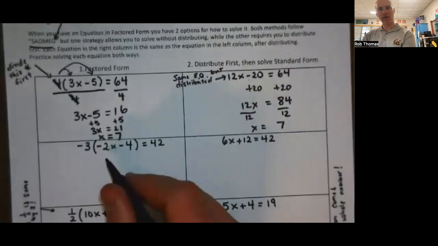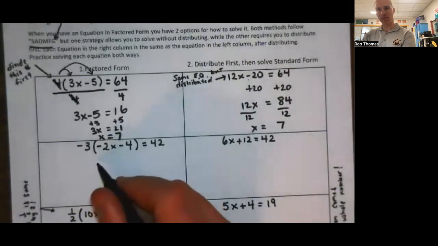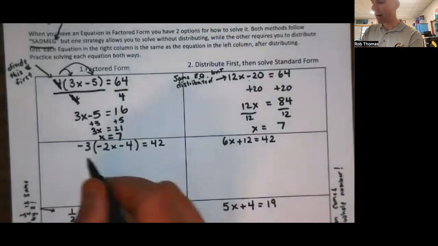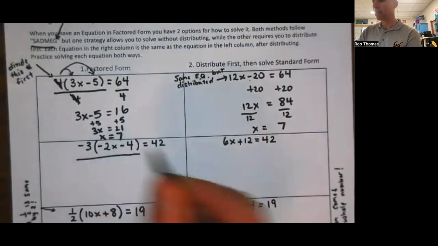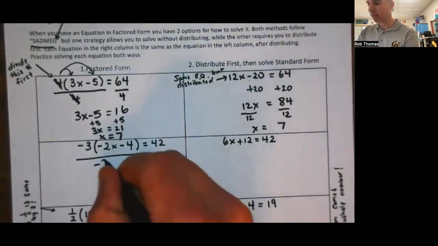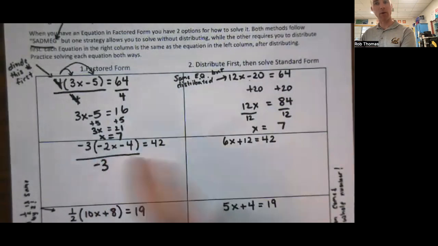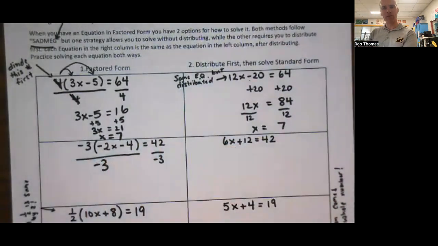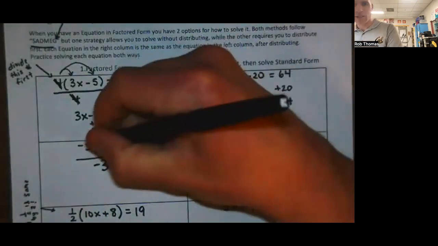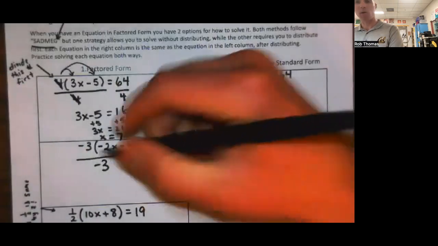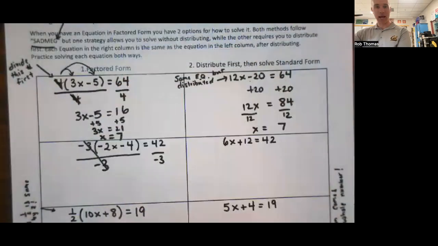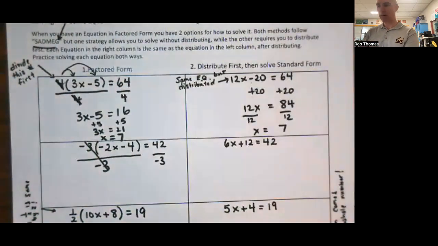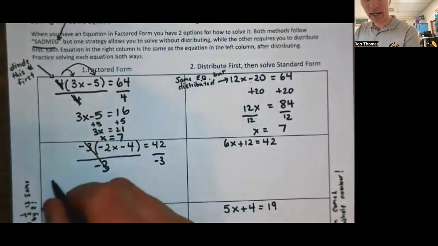So here, when you solve the factored form version of this, you divide this entire side by -3. So this fraction bar says divide the whole thing by -3. And I got to divide this 42 by -3 as well. This -3 on top and this -3 on bottom create a 1. And so you could say they cancel out.